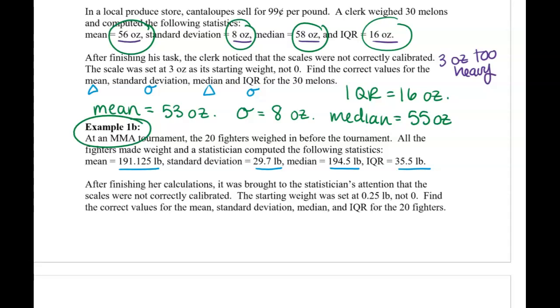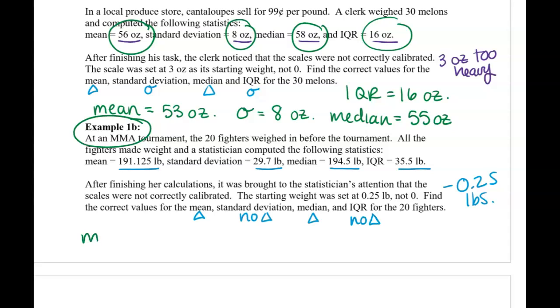And then the statistician realized that she made a mistake. Oh no, it wasn't calibrated correctly. So the starting weight was set at 0.25, not 0, meaning that we have to subtract 0.25 pounds from all the values. Okay? And this is the same general process. Basically, we know the mean will change, standard deviation will not change, median will change, IQR will not change.